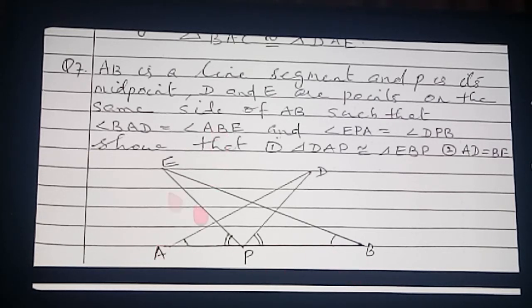ABE. So I mark the same angles with the same symbol so that you can recognize which angles, angle A and angle B. Clear? And the next angle which is given, listen properly, angle EPA. EPA means this angle and DPB means this angle. These two angles are equal.